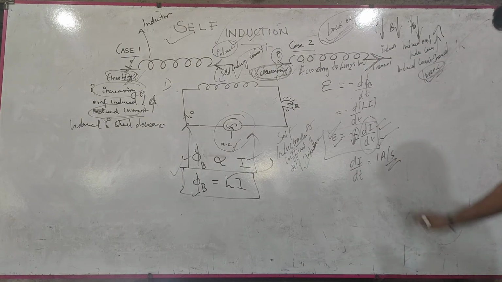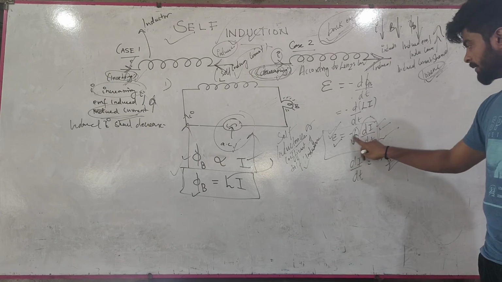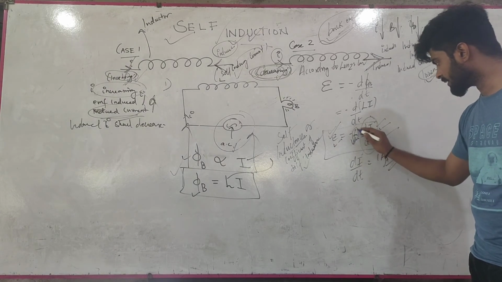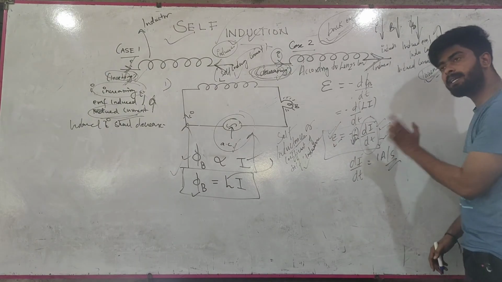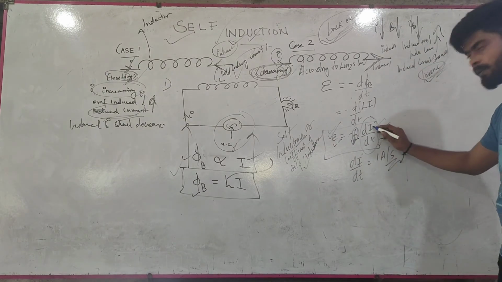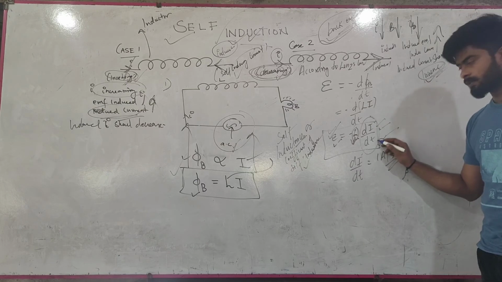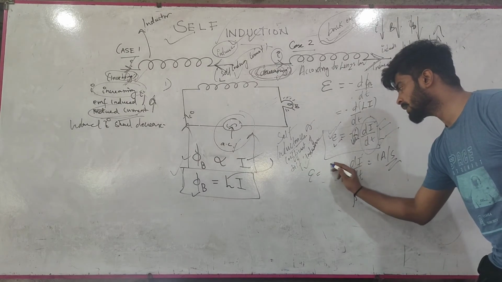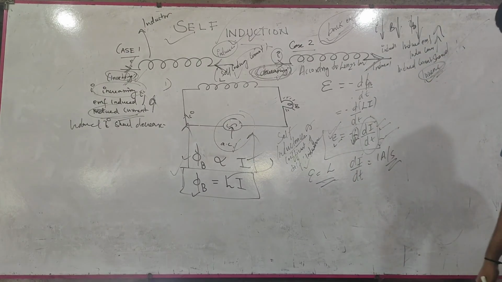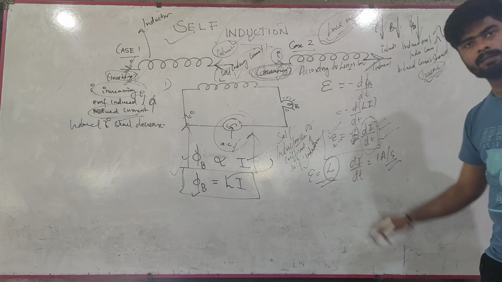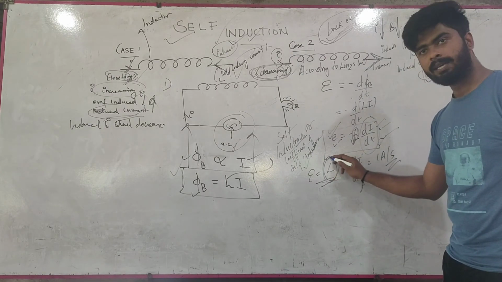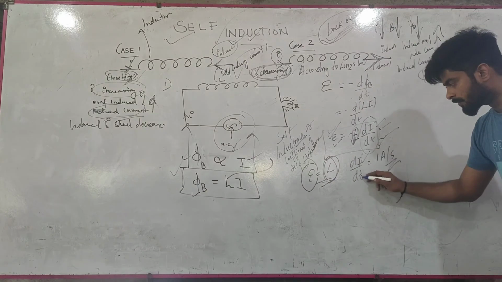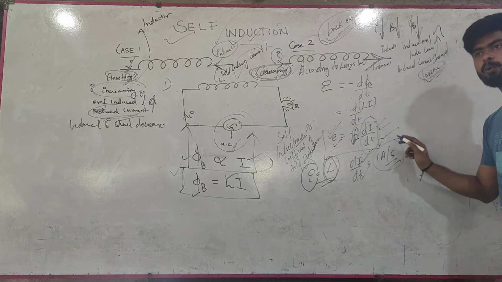Am I right? If this becomes 1, L will be equal to EMF. I have to define self-inductance, and for that I am making di by dt unity. That means the current will be 1 ampere, time will be 1 second. So 1 ampere by 1 second becomes 1, so E becomes equal to L. So you can define self-inductance: self-inductance of a coil is numerically equal to EMF when rate of change of current is unity.